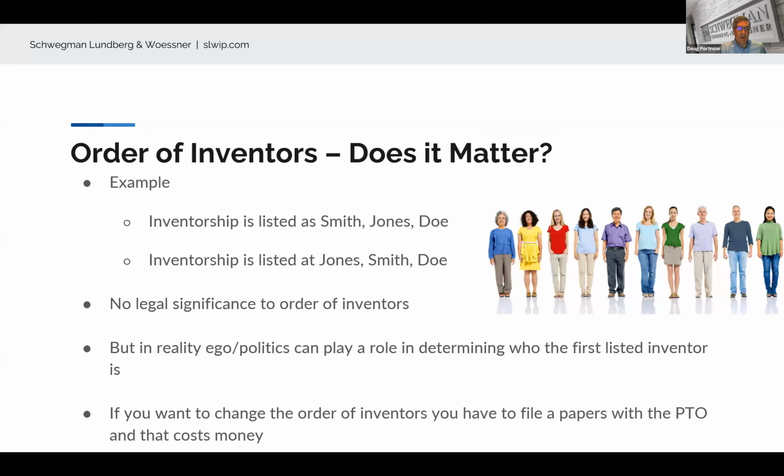But in reality, we all have our own ego. There's politics and things like that. So it would be nice to be the first named inventor on a patent, and you certainly can move the order of inventors around. I can tell you about one case where the first inventor left the company, and it was kind of an unpleasant departure. So that company decided to move that inventor down out of his number 1 spot to the bottom. So they weren't happy. So yeah, you can do that. There's no legal significance in that. But if you want to spend the time and money on filing papers, you can certainly do that.